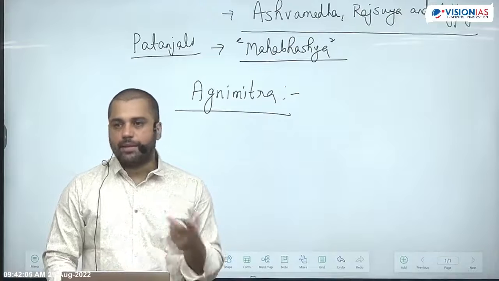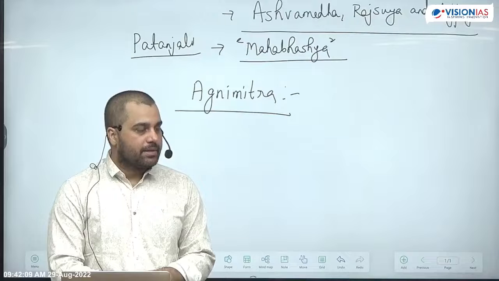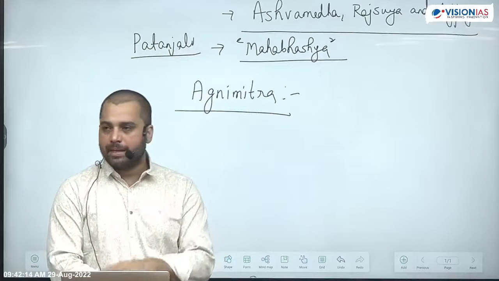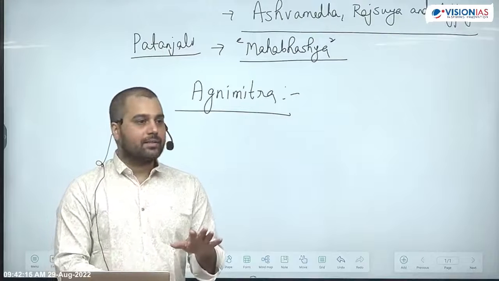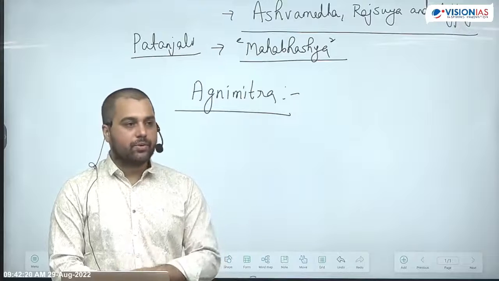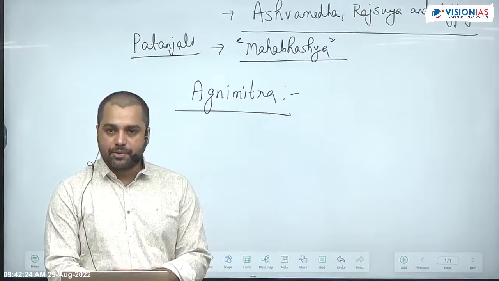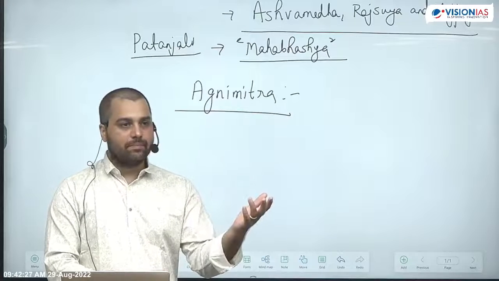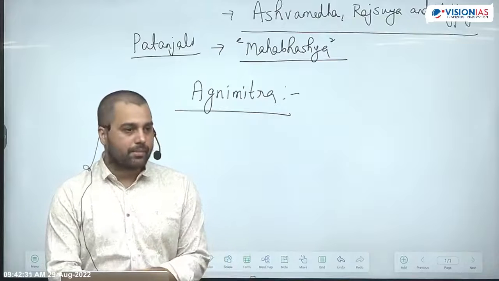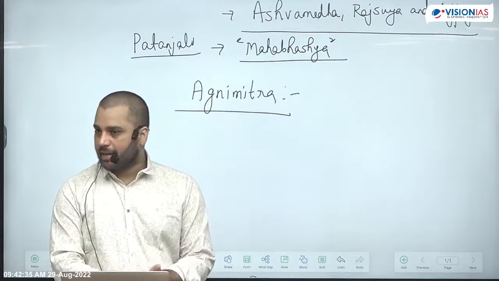There are only a few things about Agnimitra which you should know. First, he is the son of Pushyamitra Shunga. Second, he is actually the hero of one of the plays written by Kalidas. Kalidas, again a great poet, belonged to the Gupta era. Kalidas wrote a play called Malvika Agnimitram, a love story between Malvika, who is a courtesan, and Agnimitra, belonging to the Shunga Empire. Because of that, Agnimitra is a very famous character.